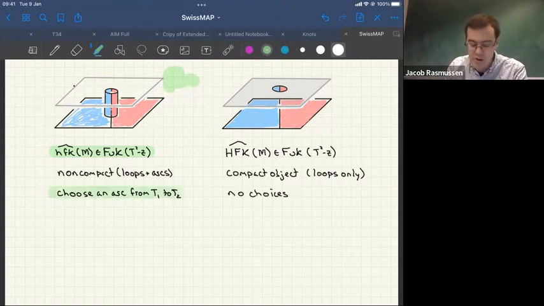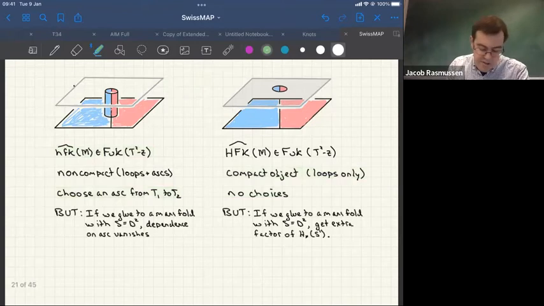Okay, whereas over here, this looks maybe better. I'll get a compact object. There are no choices to be made. Okay, but if I glue, say I take this manifold and glue it to the complement of the trefoil, for example, which I might want to do if I were computing the knot Floer homology of the cable of the trefoil, then what I'll see is that on this small side, actually the dependence on the arc completely vanishes.